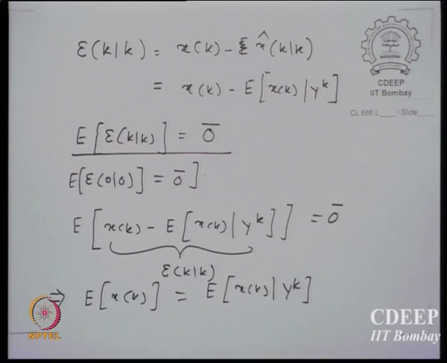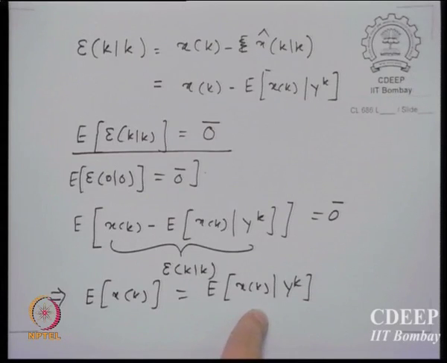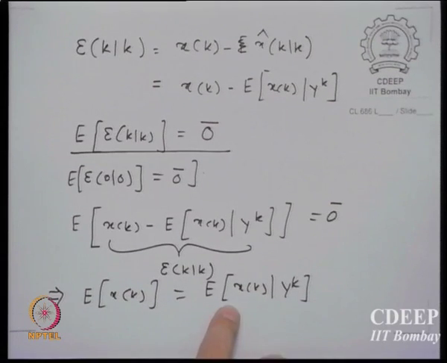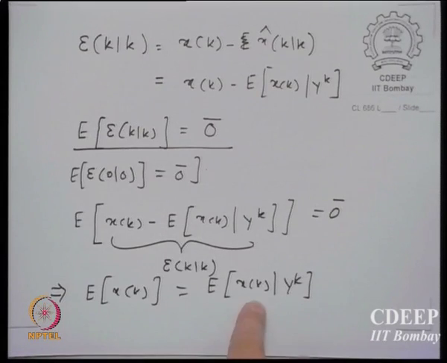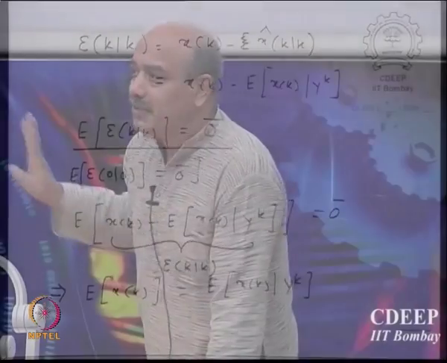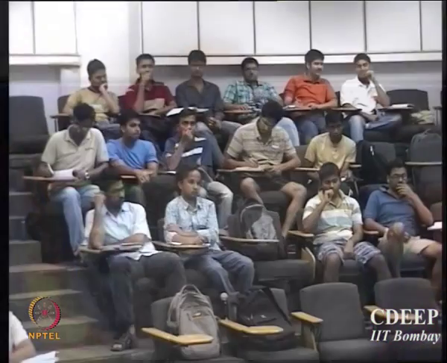I am just saying that the estimate is a random variable. Truth is a random variable. Both have the same means. The way I am constructing the estimate, what this says is that the conditional expectation of x is the same as the true expectation of x. So it is fine to find the conditional expectation of x. If I want the mean value of x, I could as well find the conditional expectation of x. I am just showing the equivalence between the two.